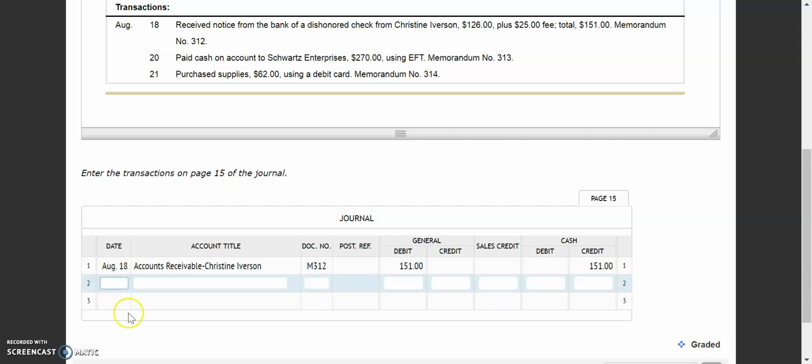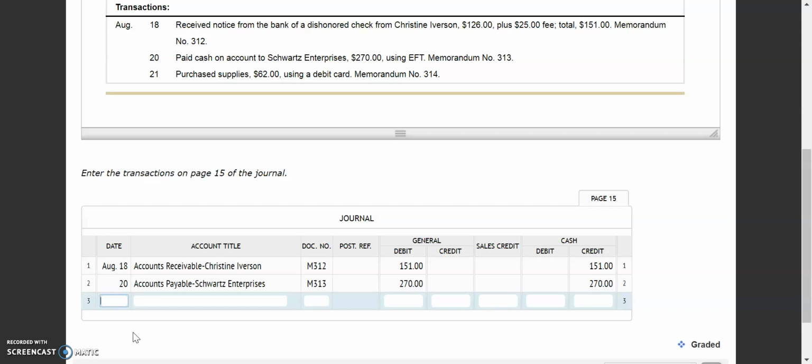So we come down here, we don't need August again, so we just put the date of the 20th. And then we paid cash on account to our Schwartz Enterprises, which means that we paid off a liability. So it's going to be accounts payable dash Schwartz Enterprises, memorandum number 313. And since we're paying off our liability, that means that we're debiting it. So we're going to debit for $270 and credit cash for $270.